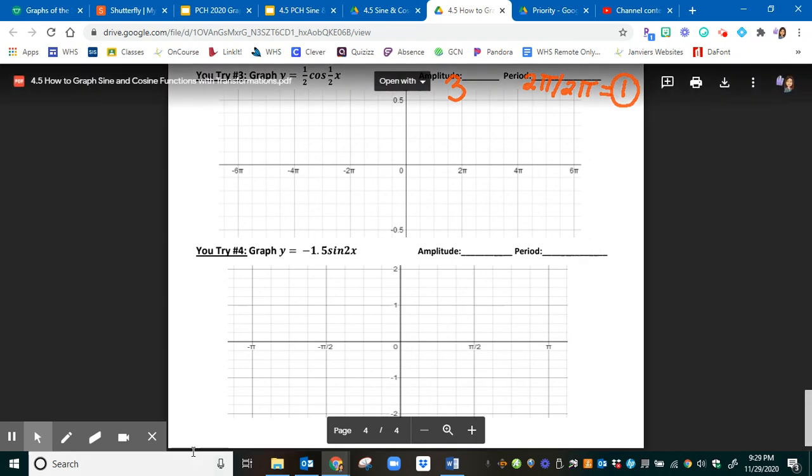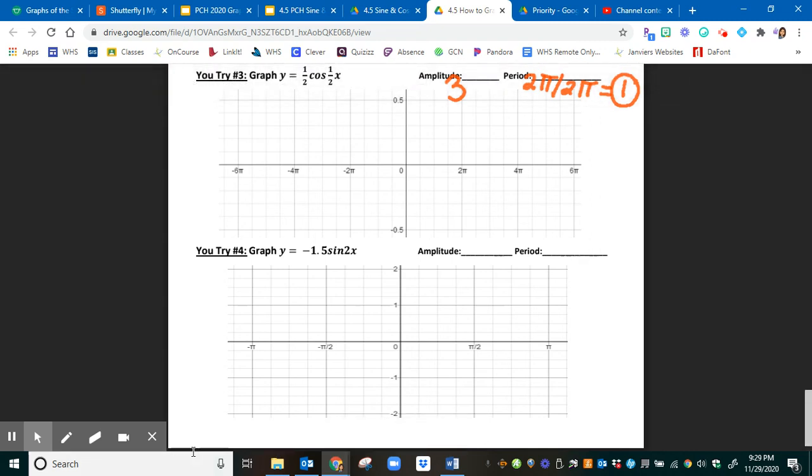That wraps up graphing amplitude and period changes of the original sine and cosine functions.